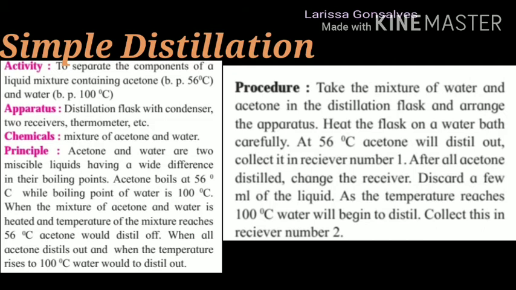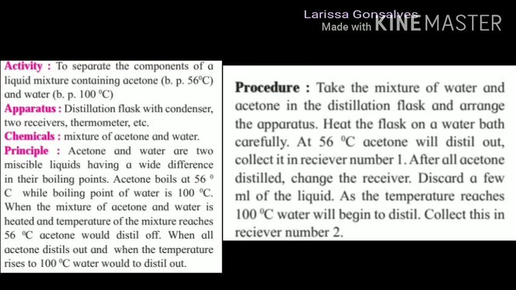After all the acetone gets distilled, we have to change the receiver. Discard a few ml of liquid, in case there is acetone still present, and as the temperature reaches about 100 degrees Celsius, water will begin to distill. This we have to collect in the second receiver. So this is how the distillation process is carried out. Now we'll just observe a video to understand the same.